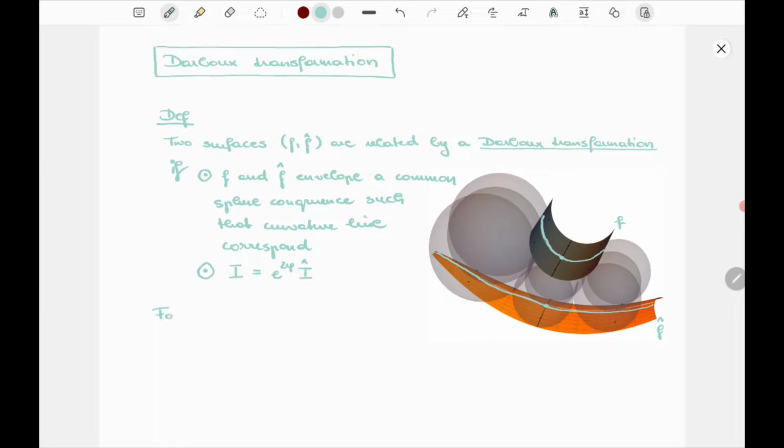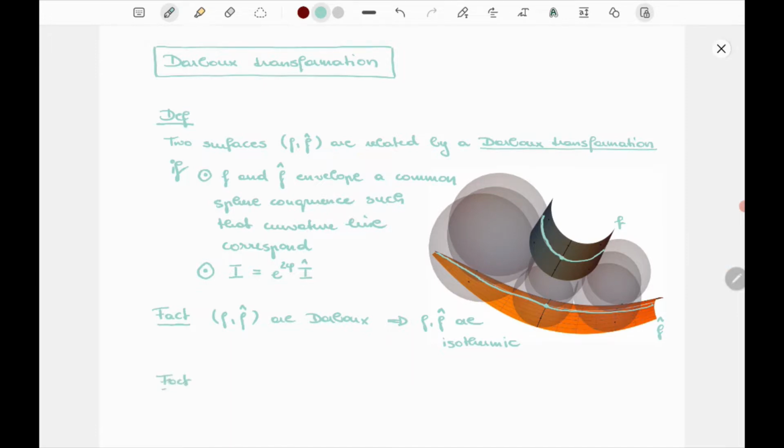Here are two facts about the Darboux transformation. First one, if two surfaces are related by a Darboux transformation, then they are both isothermic. So if f and f hat are Darboux related, then we know that f and f hat are isothermic. So this is indeed a transformation that belongs to the integrable surface class of isothermic surfaces.